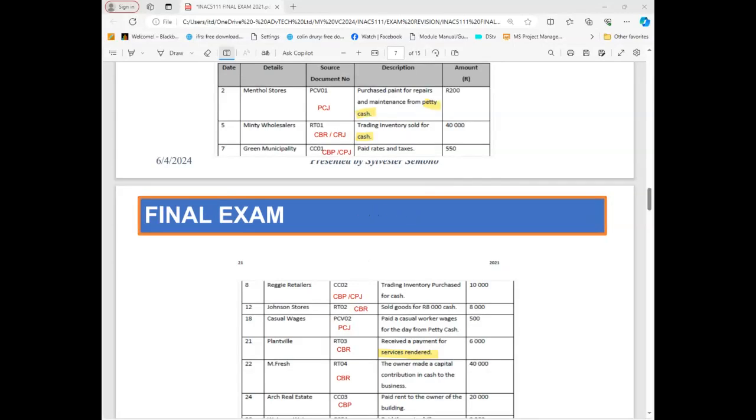The laptop is a bit slow now. Hopefully you can see, guys. Just waiting for it to respond. So obviously under the date, I'm going to put the 7th. Under the source document, I'm going to put CC01. And then under the bank, I'm going to put the amount as it is. Let's make sure that we know how to do that. I'm just going to record now.